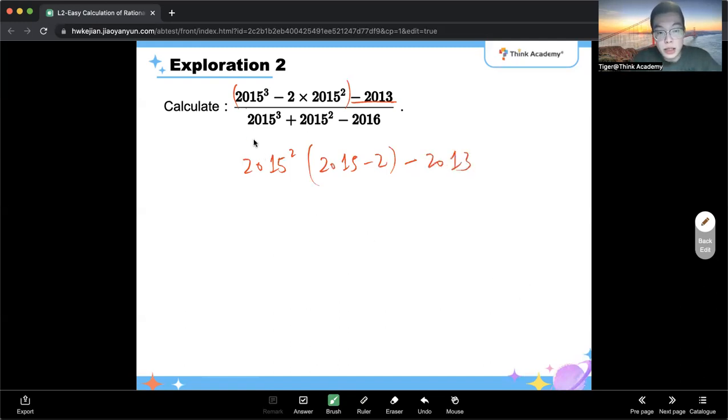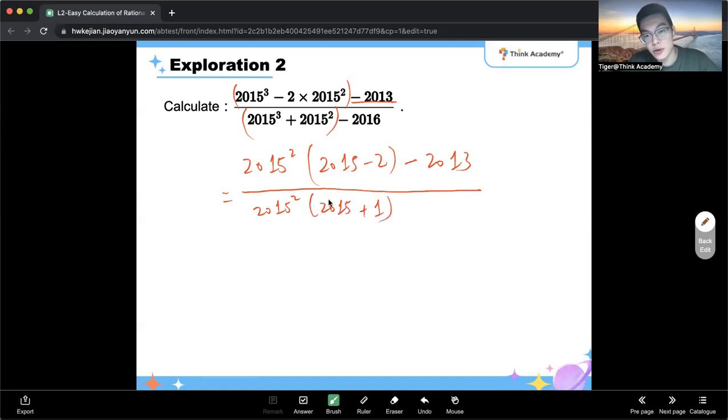The same goes for the denominator. Because we have 2015 to power 3, adding 2015 to power 2. So that's going to be 2015 to power 2 times 2015, adding that times 1. So 2015 times 1. And then we are taking away 2016. But is that making things any simpler?